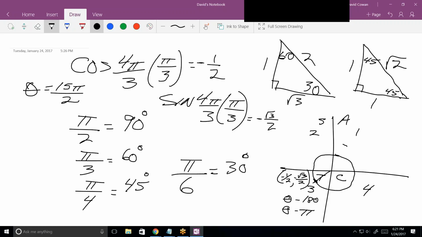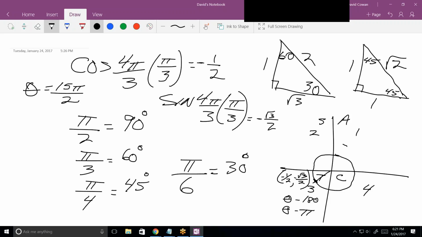Subtract 13 over 2. Well, you have to subtract in multiples of 2 pi. So I could subtract 2 pi, 4 pi, 6 pi, or 8 pi. Which one do I want to subtract?